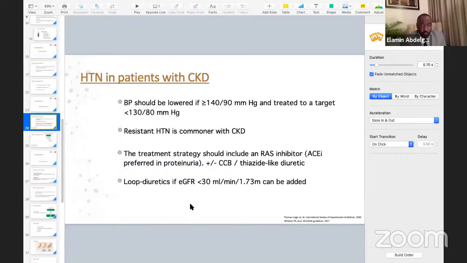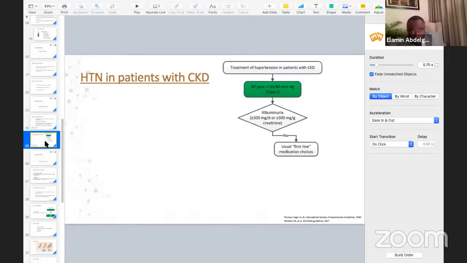Treatment strategy usually needs to increase the RAS blockers, ACE inhibitors or ARBs, plus or minus CCBs or diuretics, especially if the patient has, once again, proteinuria. So with both CKD and diabetes, if the patient has proteinuria, then the RAS blockers have to be the first liners. And if the GFR goes as low as less than 30, then loop diuretics may play a role in the treatment of blood pressure in this group.